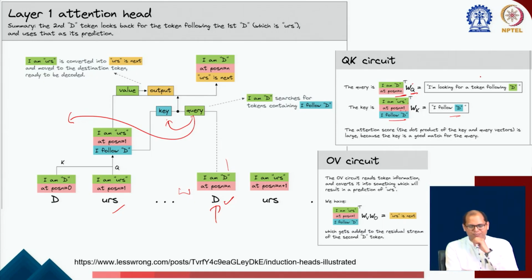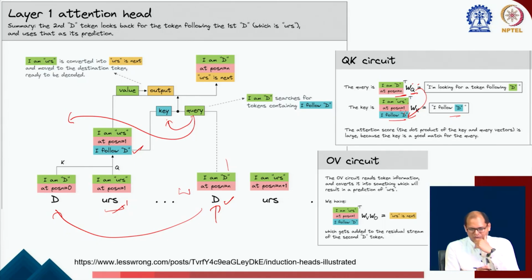So, that is why I do not have to go back and match this. I can directly match a token that has stored "I follow D". That is the interesting part here. I am looking for a token following D, and this has anyway stored this information, I follow D. So, this is my query, and this has a good match because I already have this here, I follow D, and so that means yes, a high attention.